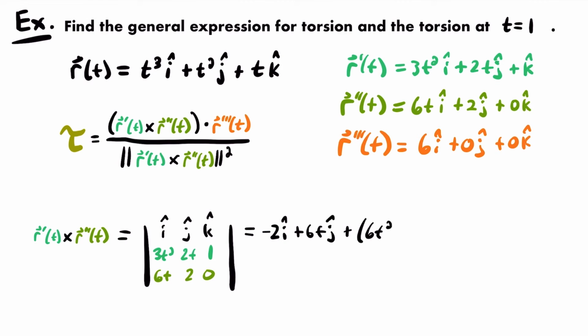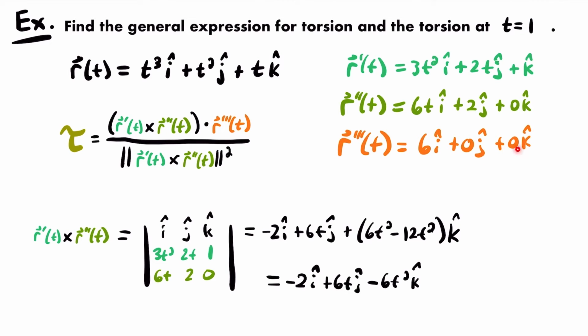We have 6t squared minus 12t squared times k. And then 6t squared minus 12t squared is negative 6t squared. So the cross product here is negative 2i plus 6t j minus 6t squared times k. So that's the cross product between the first and second derivatives of our vector function. Now what we need to do is 2 different things. We need to take the magnitude of that cross product and then also calculate the dot product between that cross product and the third derivative, which that one's not going to be too bad. Let's start with that. It's pretty simple.